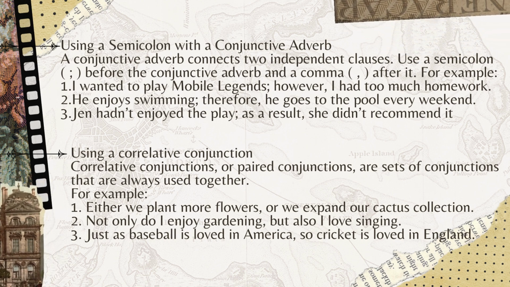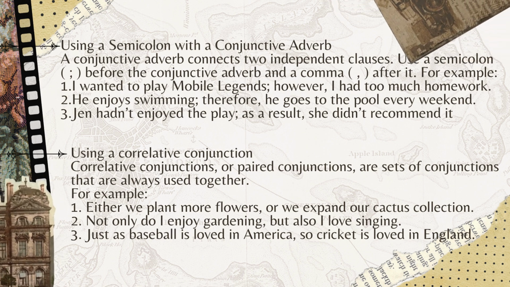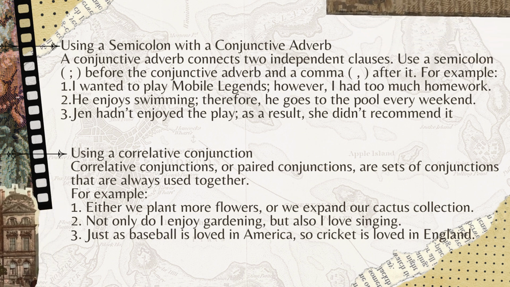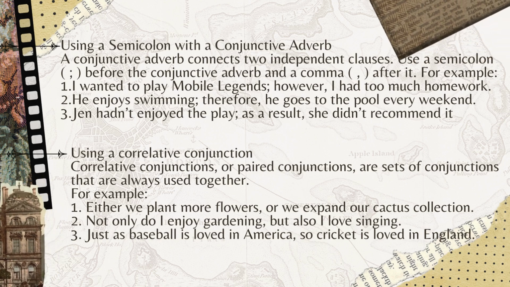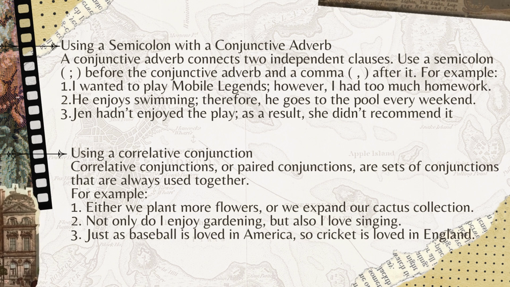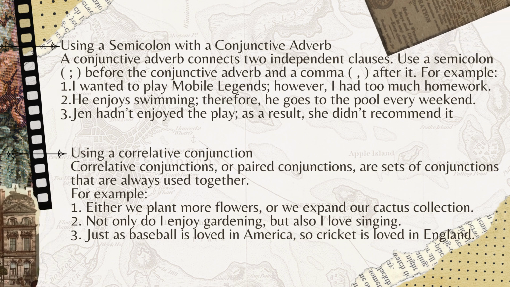The conjunction that we choose has to do with the relationship between the two clauses. For example, either we plant more flowers or we expand our cactus collection. Not only do I enjoy gardening, but also I love singing. Just as baseball is loved in America, so cricket is loved in England.